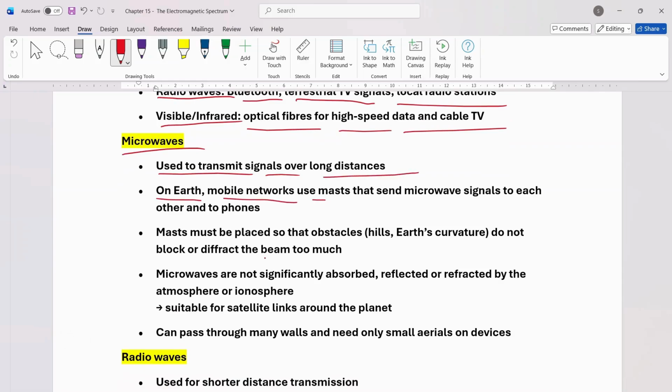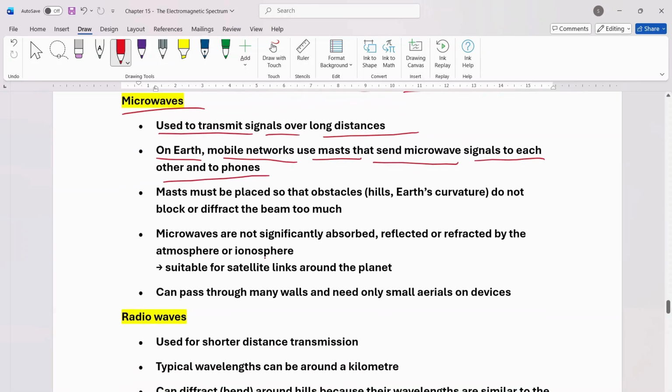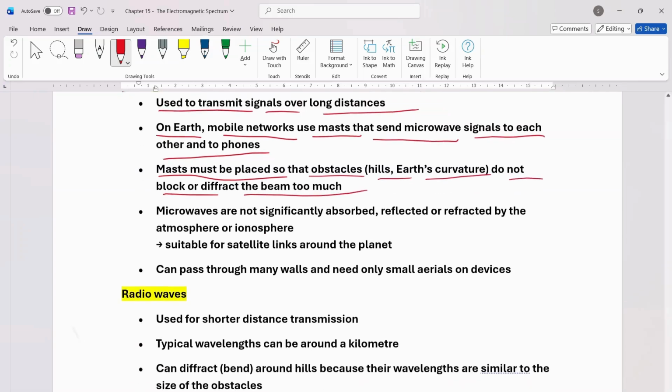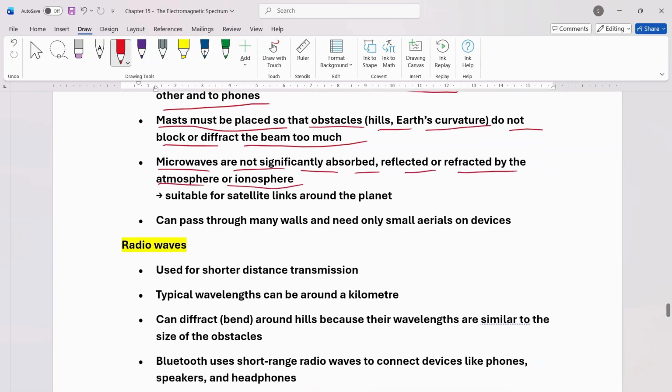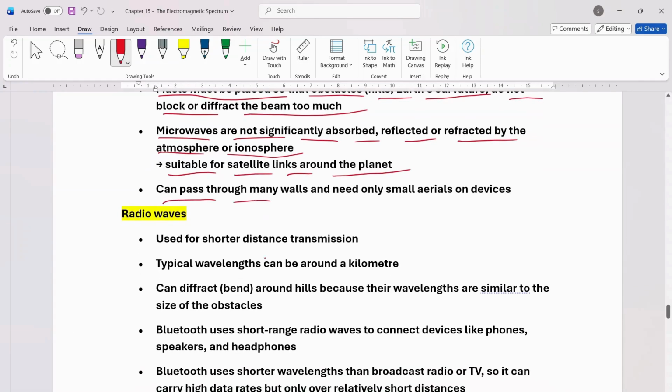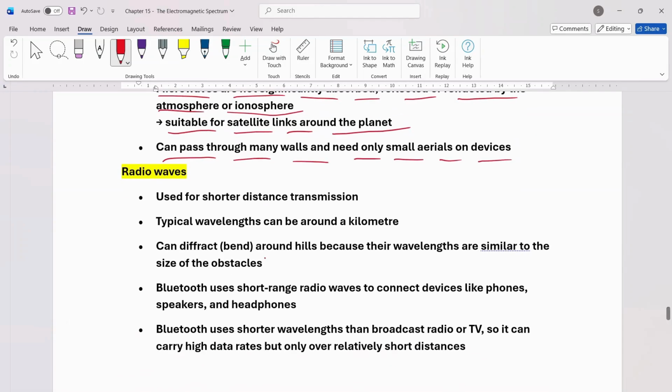On Earth, mobile networks use masts that send a microwave signal to each other and to phones. Masts must be placed so that obstacles like hills and Earth's curvature do not block or diffract the beam too much. Microwaves are not significantly absorbed, reflected, or refracted by the atmosphere or ionosphere. They are suitable for satellite links around the planet, can pass through many walls, and need only small areas on devices.